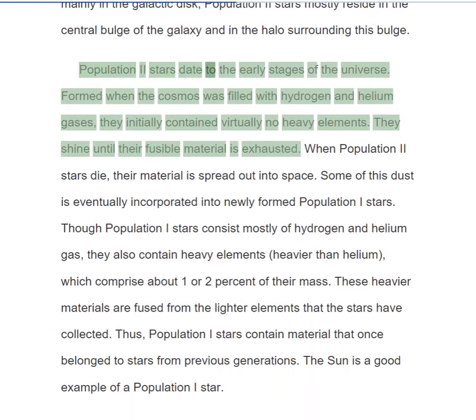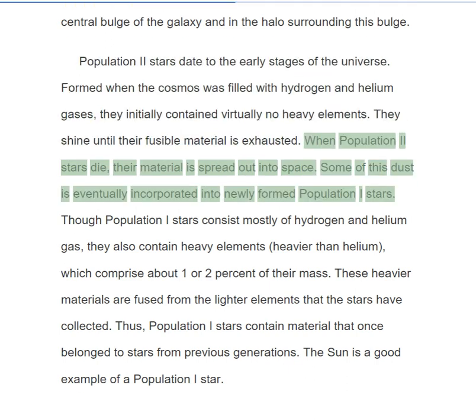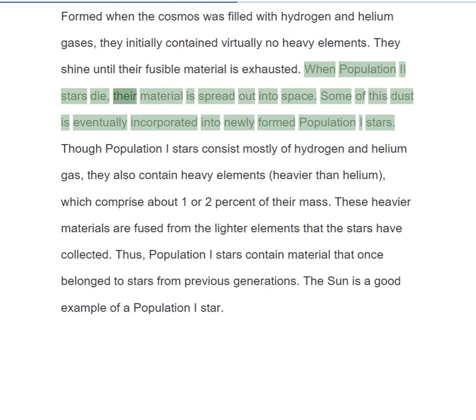Population 2 stars date to the early stages of the universe. Formed when the cosmos was filled with hydrogen and helium gases, they initially contained virtually no heavy elements. They shine until their fusible material is exhausted. When population 2 stars die, their material is spread out into space. Some of this dust is eventually incorporated into newly formed population 1 stars.